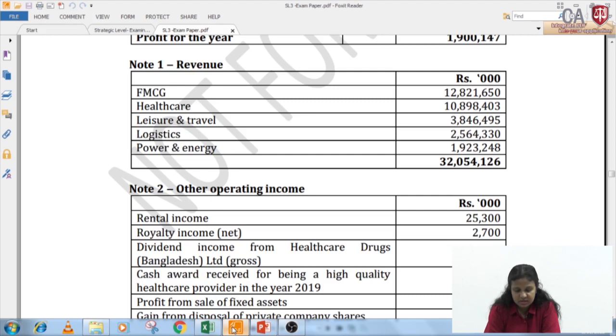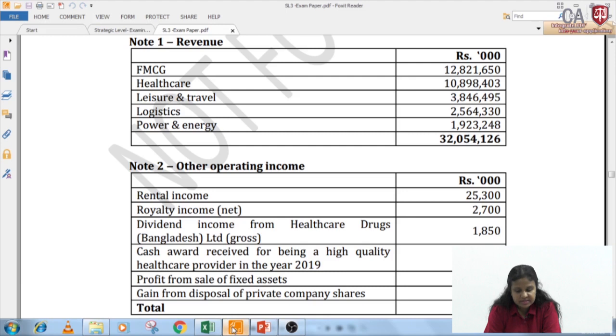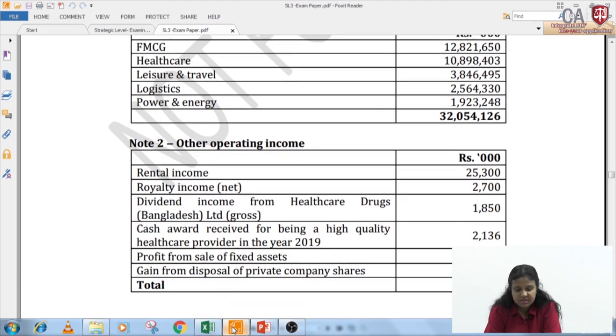Rental income there under other operating income, we need to look at whether it is effectively connected to the business or whether it is investment income. Royalty income, more or less investment income. Dividend income from Healthcare Drugs Bangladesh. Can you remember HCL has a foreign investment in Healthcare Drugs Bangladesh? It's more than 10%. Last time also this was tested. Then it's more than 10%. Anyway, this dividend income is exempted from the income tax.